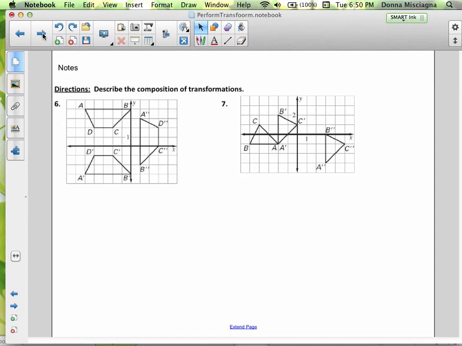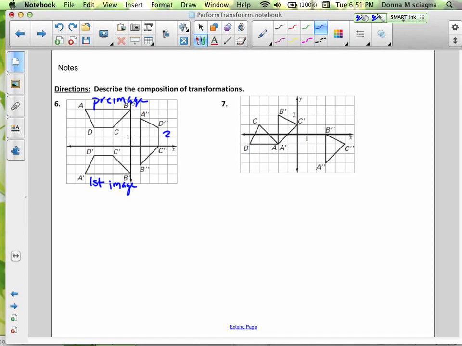The first one, I think, is easy. This one is easier because they've got the first, the second, and they have the pre-image, the first image, and the second image graphed. It's harder if that first image is not graphed, trying to figure out how to get from one to the other. But because they gave us the first image, that makes it a lot easier.